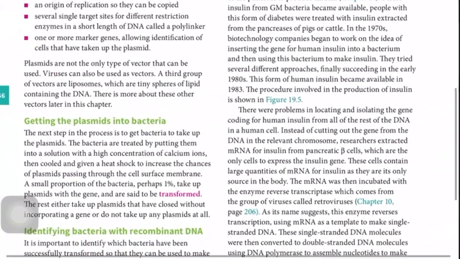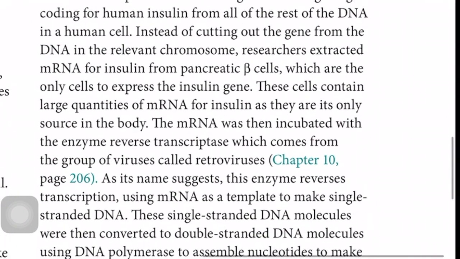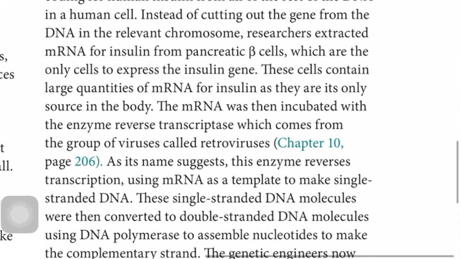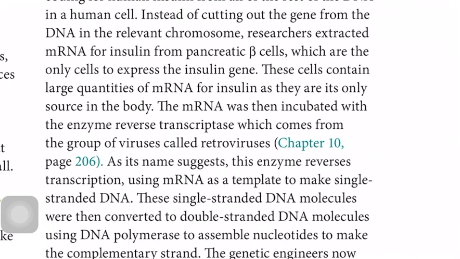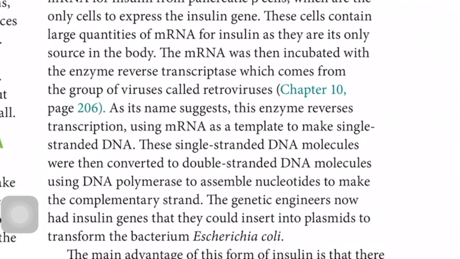Now, there are problems in locating and isolating the gene coding for human insulin from all the rest of the DNA in the human cells. Instead of cutting out the gene from the DNA in the relevant chromosome, researchers extracted mRNA for insulin from pancreatic beta cells, which are the only cells to express the insulin gene. These cells contain large quantities of mRNA for insulin, which is its only source in the body.